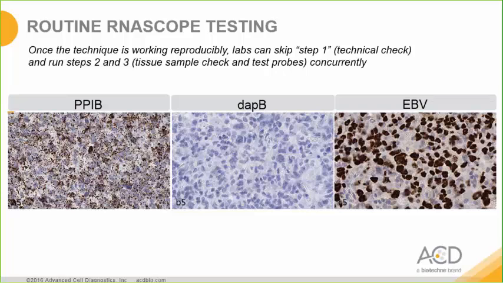Once the technique is working reproducibly, labs can skip the technical check and run the tissue sample check and test probes at the same time. In this RNAscope singleplex experiment with brown chromogen, the positive PPIB control shows moderate levels of expression, while the negative DapB control is clean without signal. So the RNA quality is good, and you can be confident that the signal you see with your test probes is real. In this case, the sample shows high EBV expression with what looks like diffuse staining localized to the nucleus.